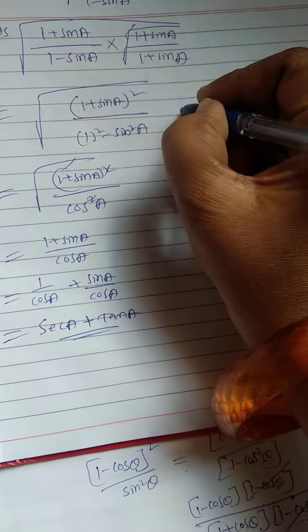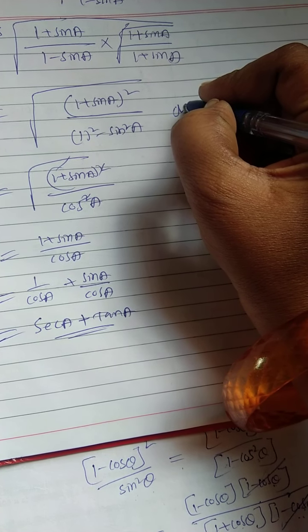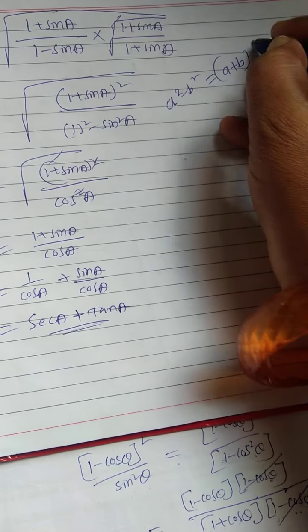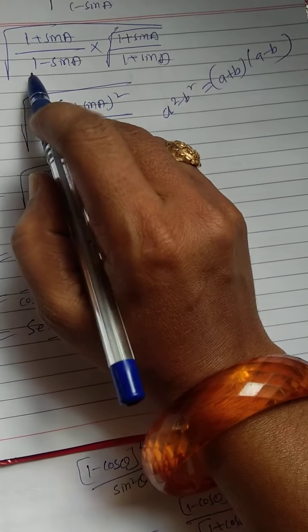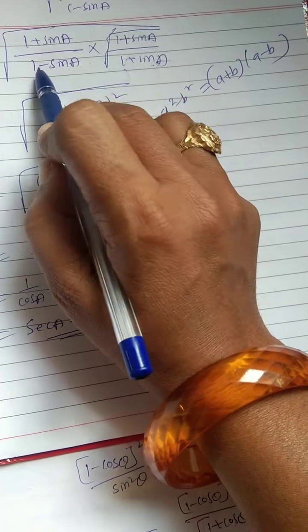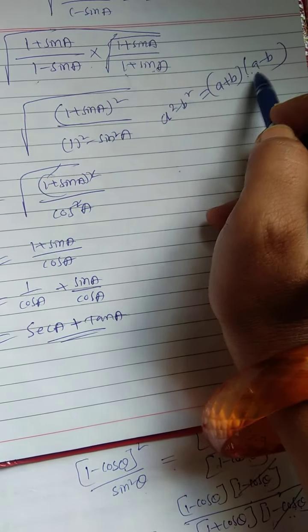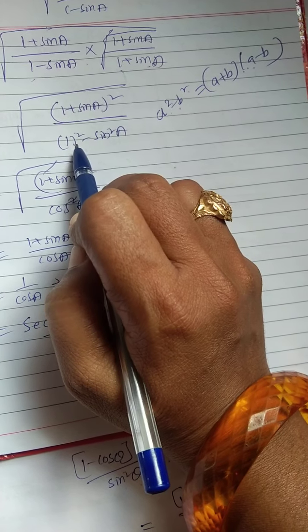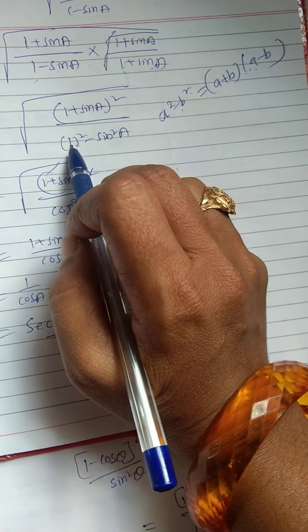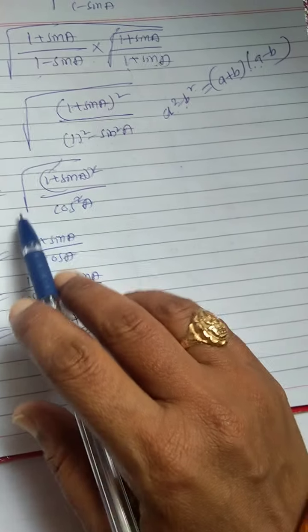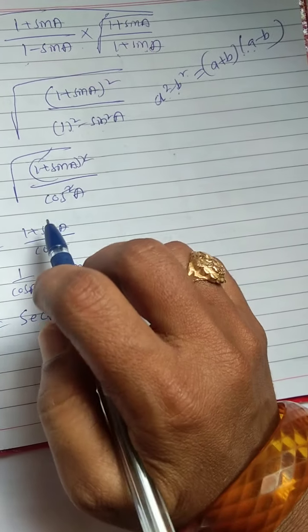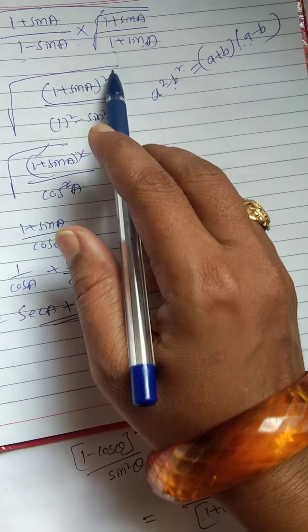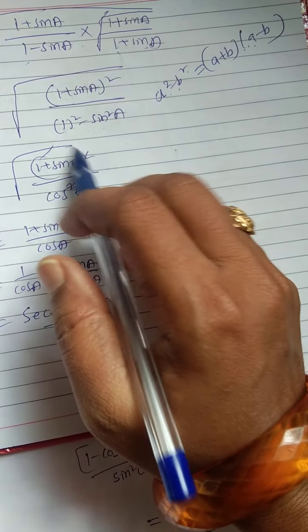If you don't know the formula, see, I am writing the a square minus b square formula: a plus b into a minus b. Here a plus b into a minus b is there now. So instead of this I wrote a square minus b square. So a means 1, here b means sin a. Okay, a square minus b square. Here square root of 1 plus sin a whole square is there, so square root and square will cancel.